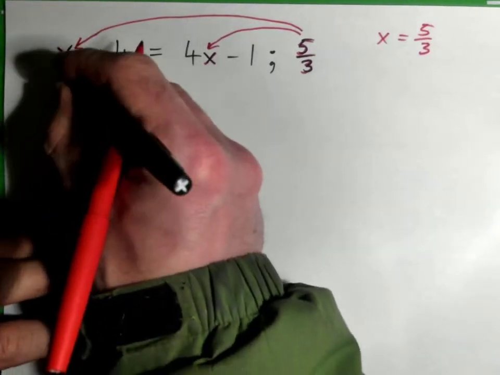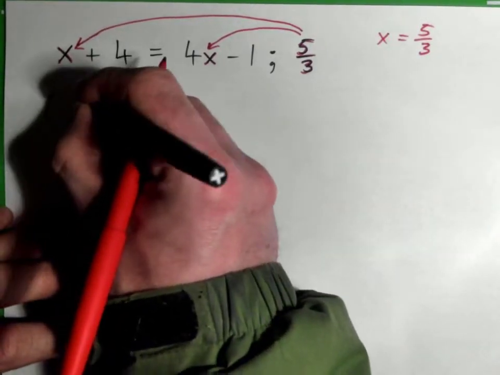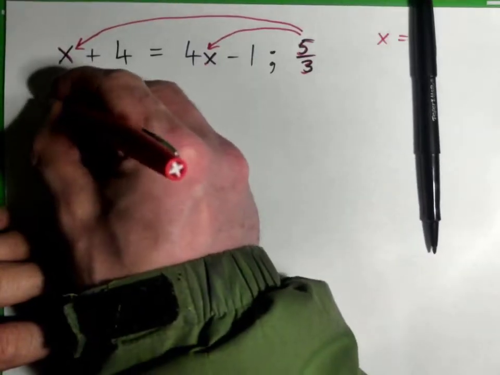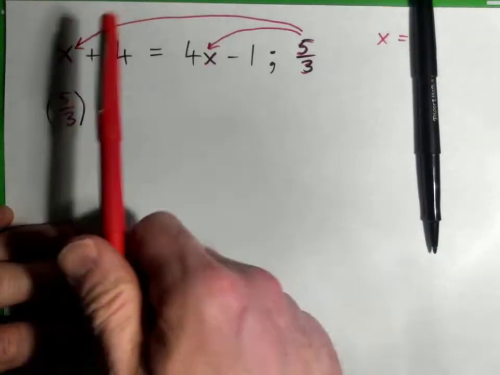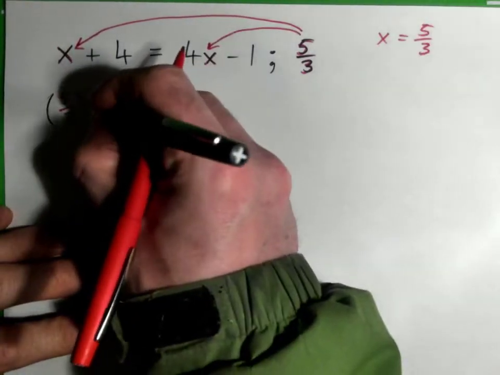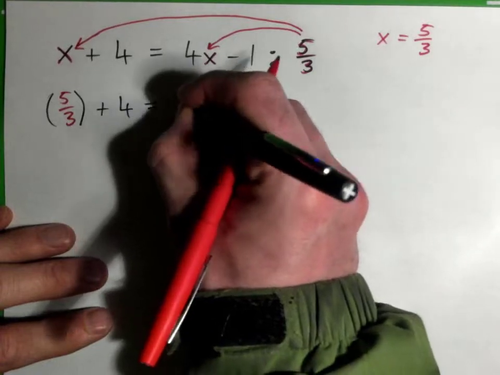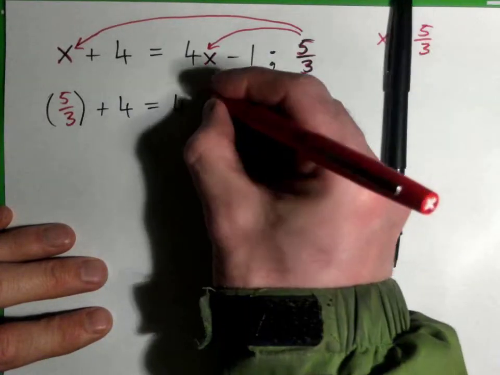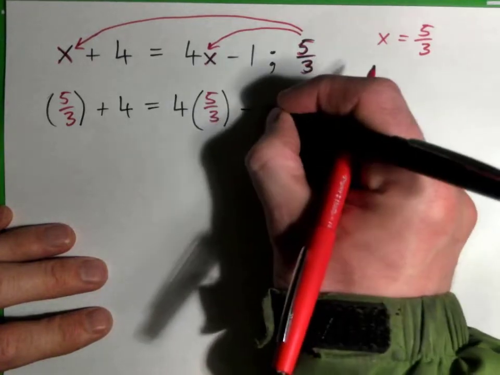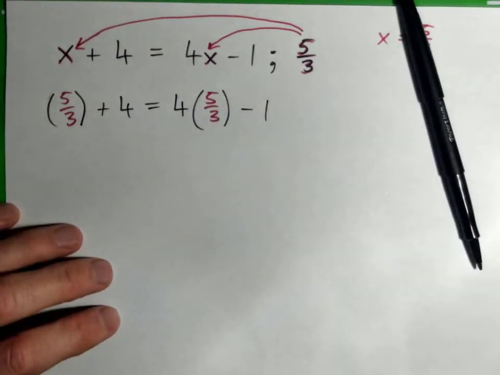And it's a good habit that whenever you substitute a number in for a letter, you put parentheses. So we go parentheses 5/3. See that? So in place of x, it's parentheses 5/3, right? And then you go plus 4 equals 4, and then parentheses 5/3 minus 1, right?